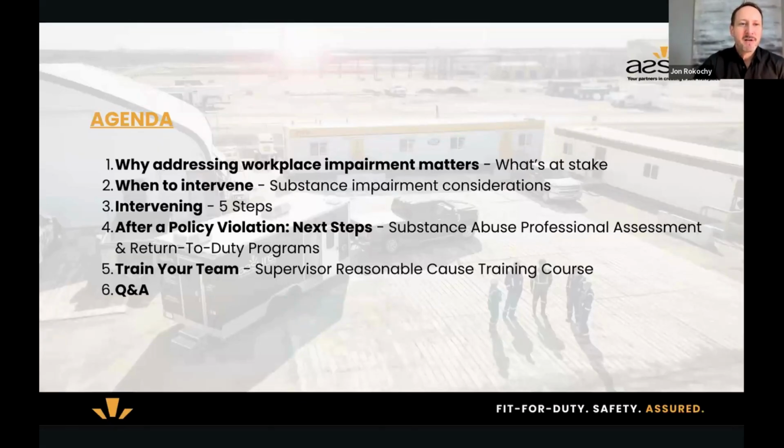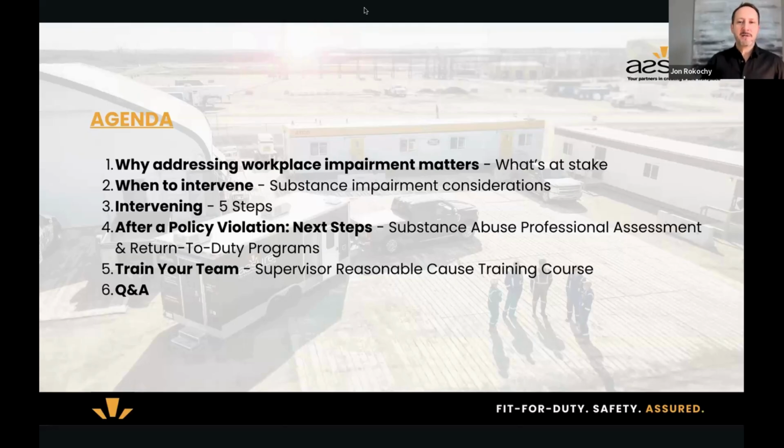So here's where we're going to go today. Our agenda for this webinar is, first, why addressing workplace impairment matters. So what's at stake? We're going to think about who the players involved are: OHS, your company drug and alcohol policy, the Canadian model for providing a safe workplace, and Canadian human rights. We're going to look at each of those stakeholders because it's about much more than just your company and your workplace. It's the environment, it's the public, it's contractor sites that you're working on. There are many different players in this, so we're going to take a look at each of those and their stake in this.